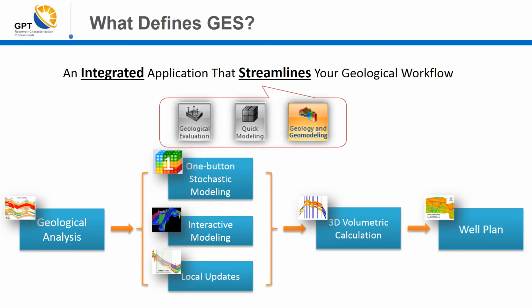The last scenario is called geology and geomodeling. It works for the case where you already have your well data, but you would like to build a 3D geological model out of it. So in this case, you start with geological analysis. Please do not be misled by this single box out here. It actually contains most of the modules in the geological evaluation scenario. So after you have built a geological model in 2D, you can move forward and build a 3D model. Then you can calculate volumetrics and do well planning.